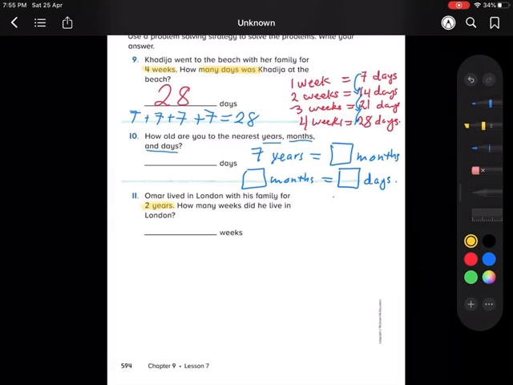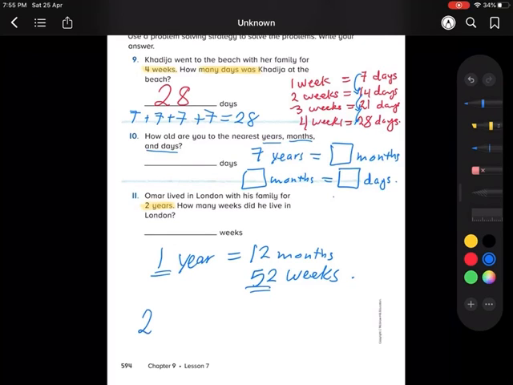Omar lived in London with his family for 2 years. How many weeks did he live in London? As we know, 1 year equals 12 months or 52 weeks. So if 1 year is 52 weeks, then 2 years will equal 52 plus 52, 104.